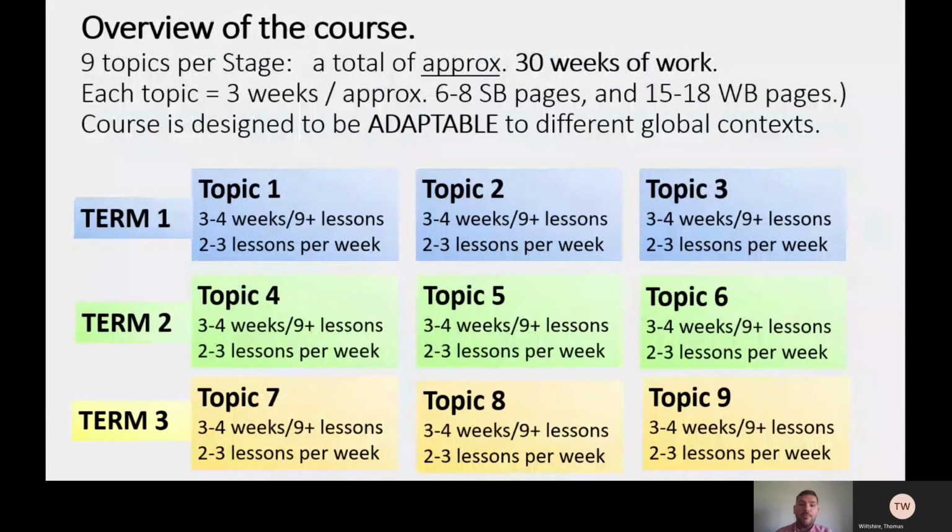Now we are going to look at an overview of the course itself. It is broken down into 9 topics per stage, which equates to approximately 3 to 4 weeks when allocated per topic. This is an average of around 9 or 10 lessons per topic. This offers teachers an example of how they could divide up the content. Teachers can take 30 weeks, or the course can easily be stretched so it can fit a longer programme. So it is very adaptable to suit different learning contexts.